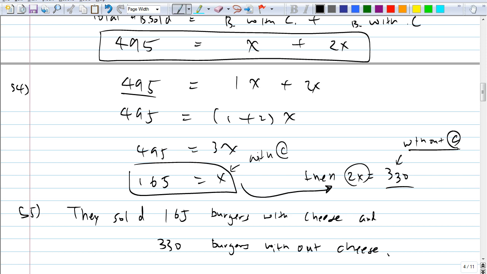Could you also do 495 minus 165? Yeah, that works because we only have 2 items. You're right. You could do it that way. But this works too, doesn't it? Okay, may I go to the second example then? All right, good.